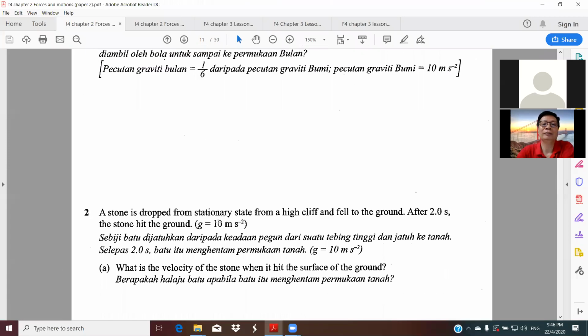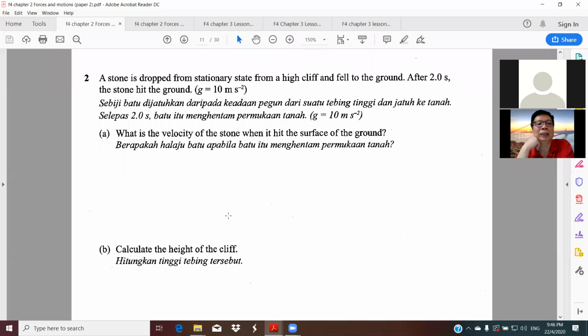Read the question. A stone is dropped from a stationary state from a high cliff and falls to the ground. After 2 seconds, the stone hits the ground. It means only 2 seconds for the stone to reach the ground. What is the velocity of the stone when it hits the surface of the ground? Find the final velocity just before the stone hits the ground.